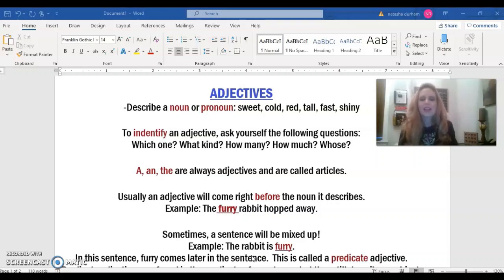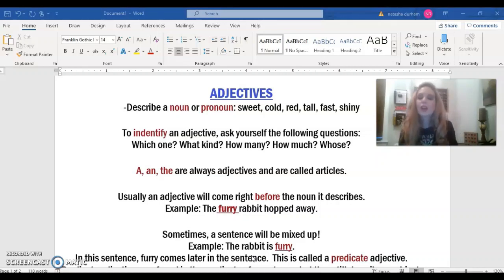All right, let's review. An adjective, remember, is a word that describes a noun or a pronoun. And remember that a noun is a person, place, or a thing, and a pronoun takes the place of a noun. So he, she, it, we, us, those are all pronouns. So if we look at some examples of adjectives, sweet, cold, red, tall, fast, shiny, those are all words that can describe a noun or a pronoun, so those are all adjectives.